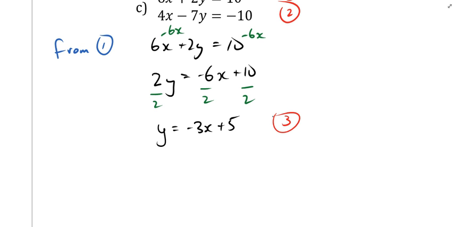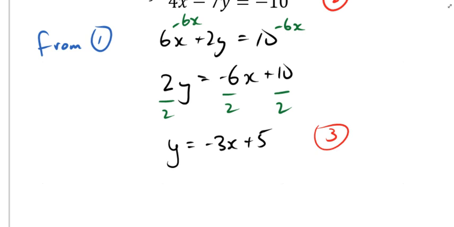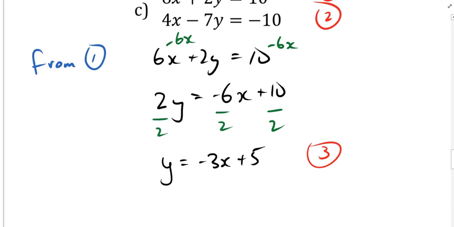So I got y equals -3x plus 5. How many people got that? I moved the 6x by subtracting it, so that gives me 0. So I got -6x plus 10. You don't have to write it in this order. Some people do, some people don't. It's fine either way. -6x plus 10. And then what do I do? Divide by 2, because it's 2y.